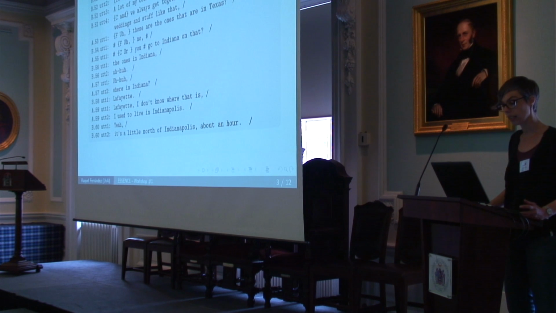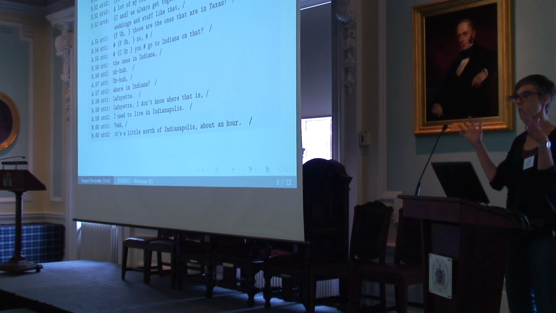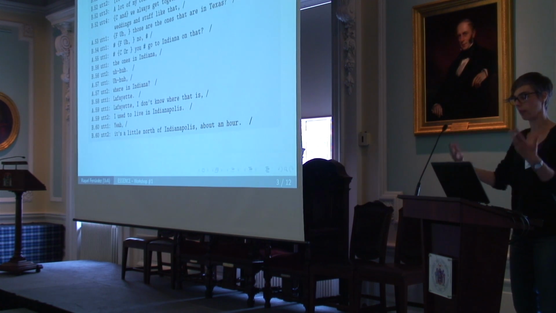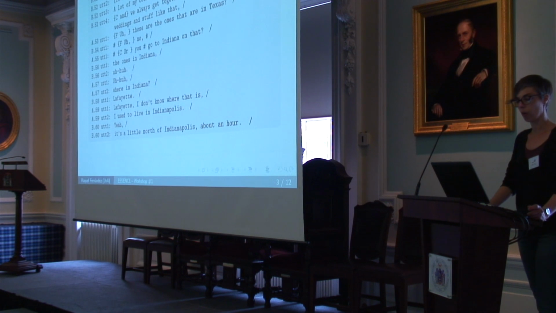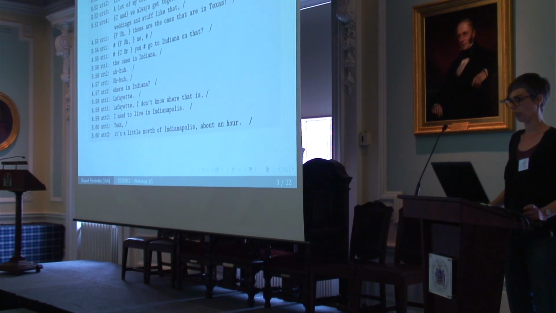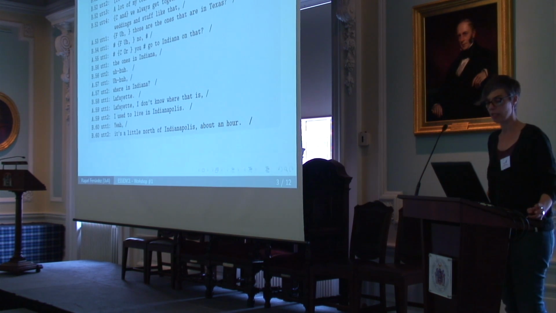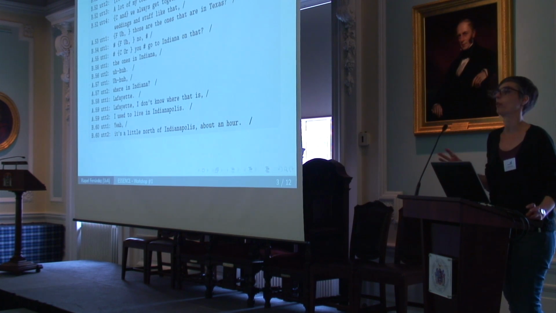Those are the ones that are in Texas? No, here the hashes mean that this stuff is being uttered in overlap, right? So he says no, and A already goes on saying, or you go to Indiana on that. Yeah, the ones in Indiana, okay. We're in Indiana, Lafayette. Lafayette, I don't know where that is. I used to live in Indianapolis. Yeah, it's a little north of Indianapolis, about an hour, right?